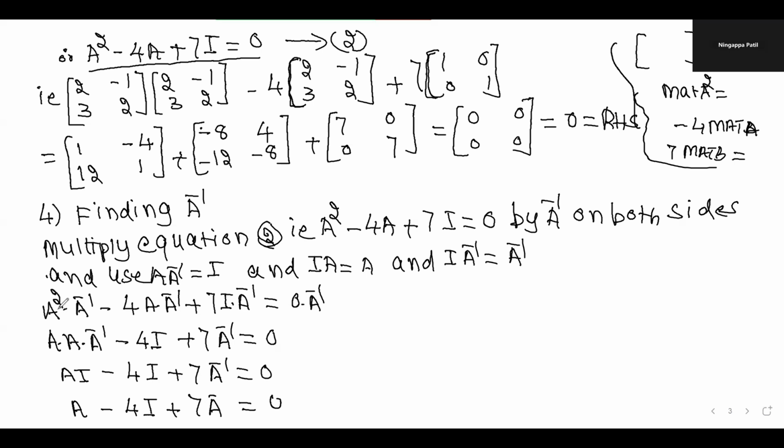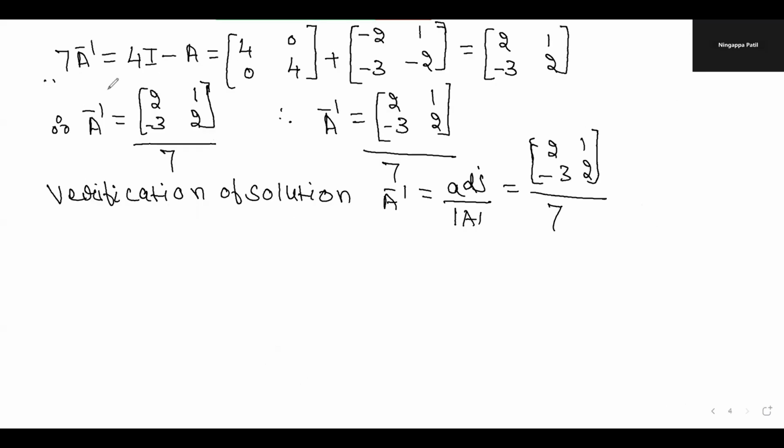Look here. And this A square can be written as A into A into A inverse. And look here, A into A inverse is I, and minus 4I. Then 7. The 7I into A inverse is A inverse. And 0 into A inverse is 0. Look here, my dear students. Then look here, A into A inverse is I. A into I is A only. And these remain as it is. Okay. Now, next. See here.